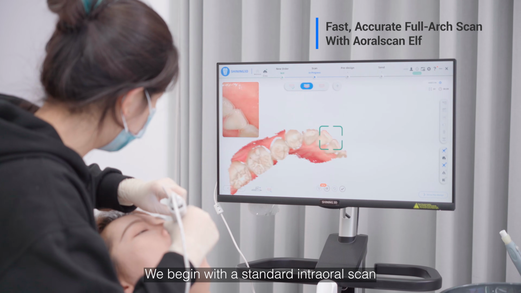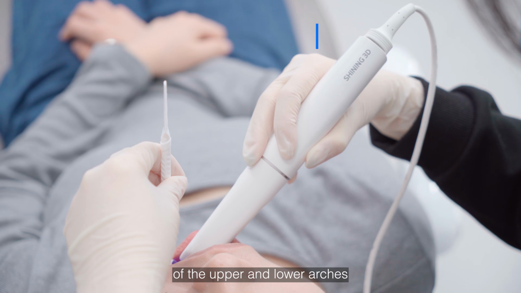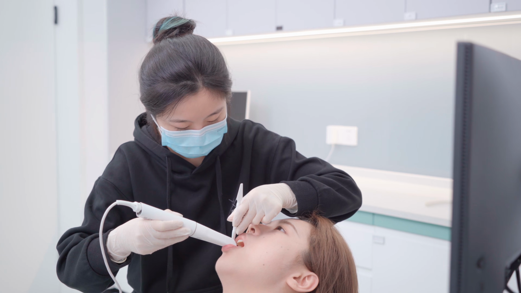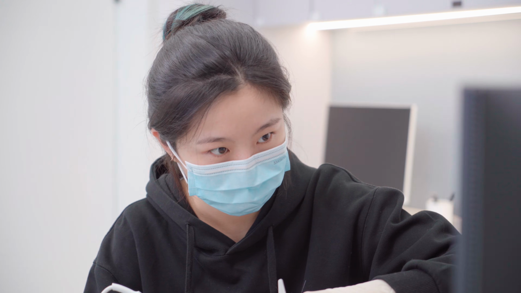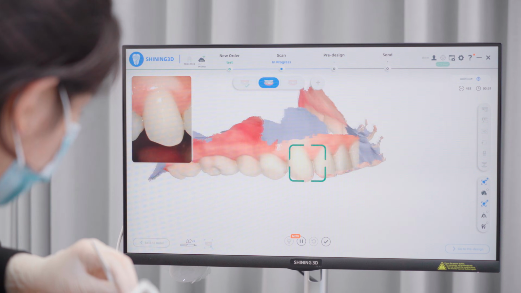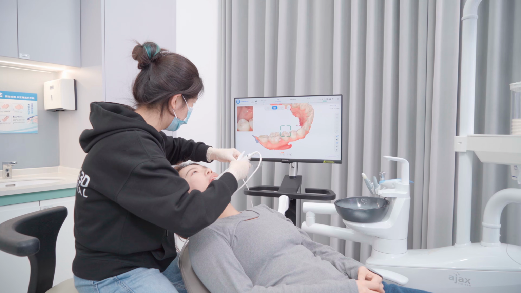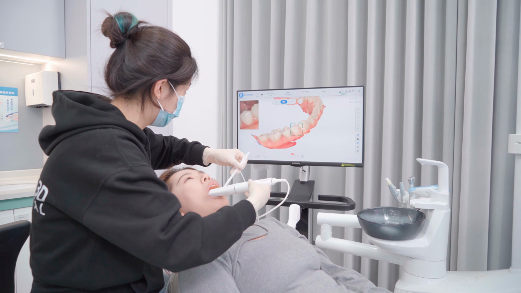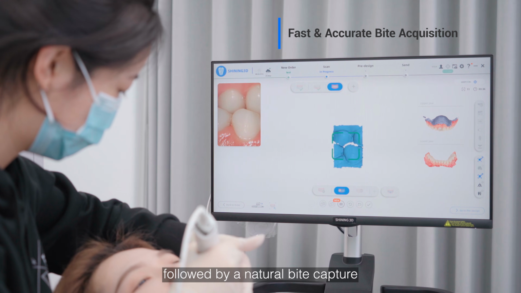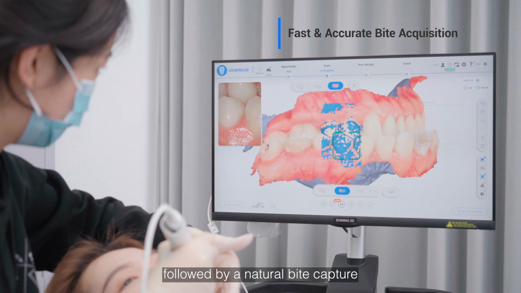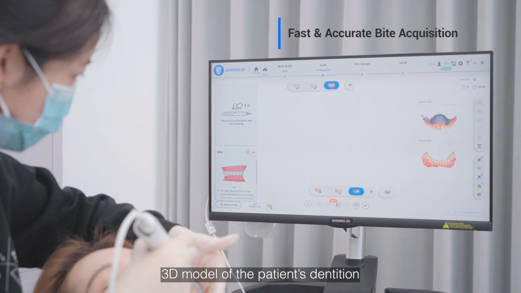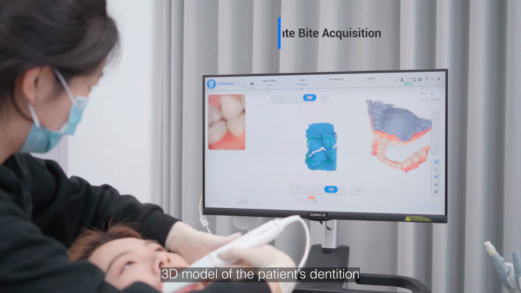We begin with a standard intraoral scan of the upper and the lower arches, followed by a natural bite capture. The software generates a complete 3D model of the patient's dentition.